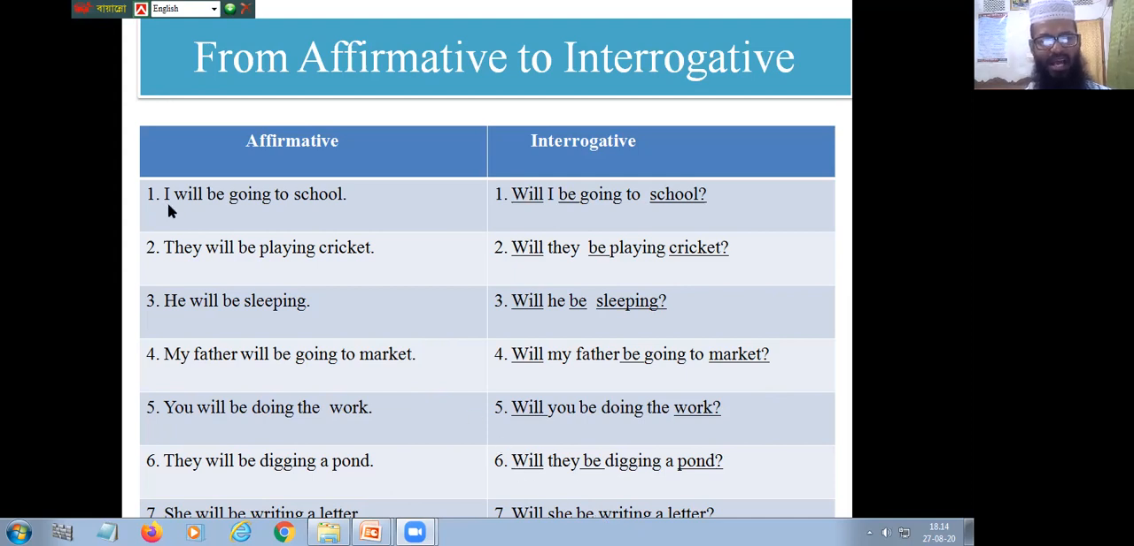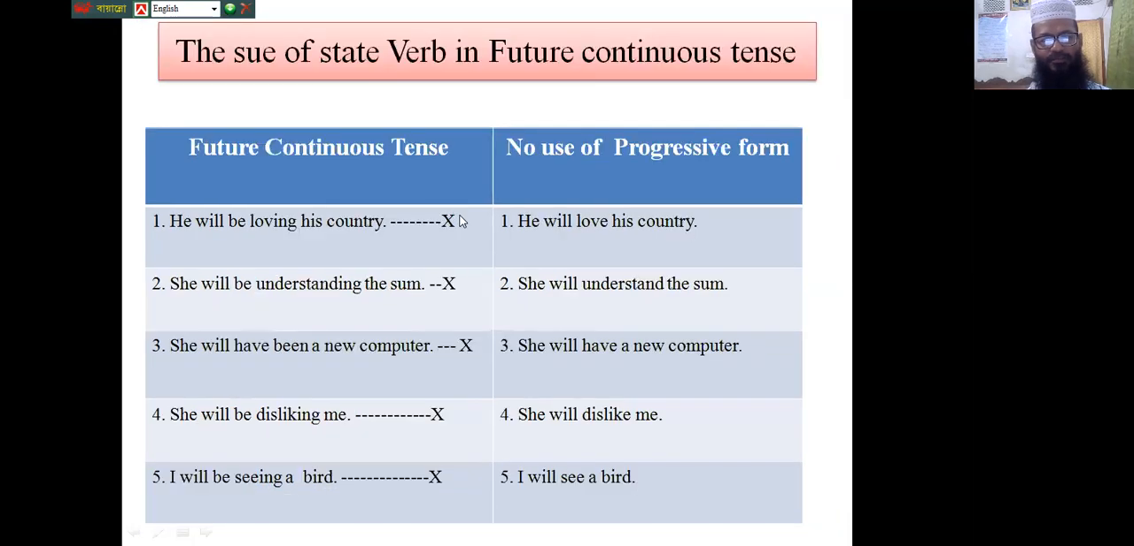Understand? Again, I will be going to school. Will I be going to school? They will be playing cricket. Will they be playing cricket? He will be sleeping. Will he be sleeping? Understand? Whenever you start an interrogative sentence, at the beginning you have to give an auxiliary verb. You understand? Okay, next.